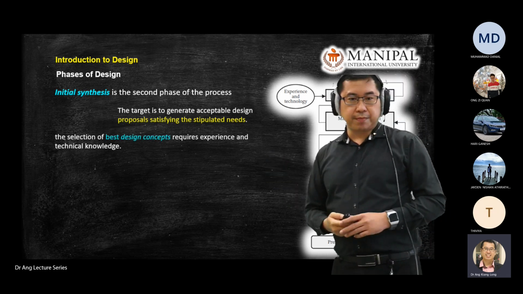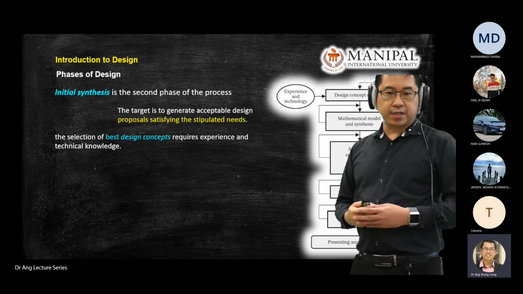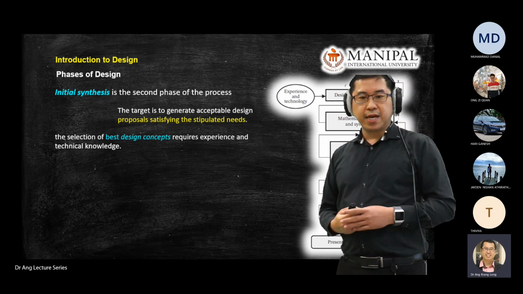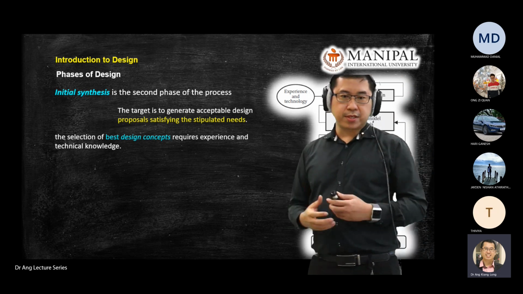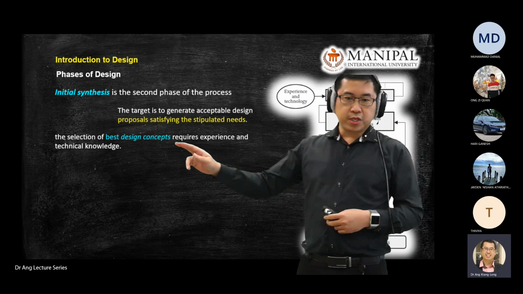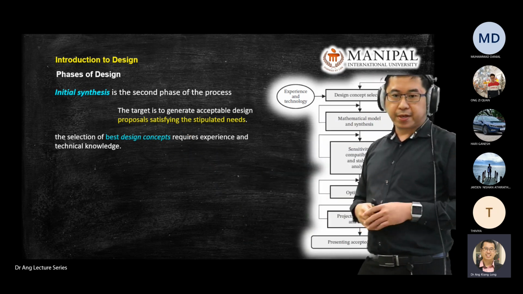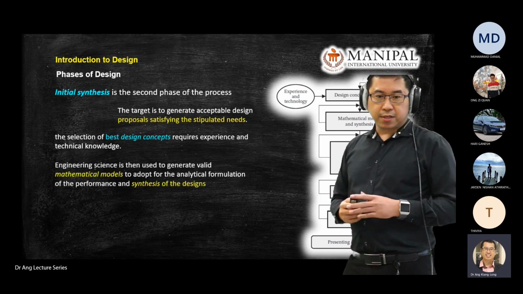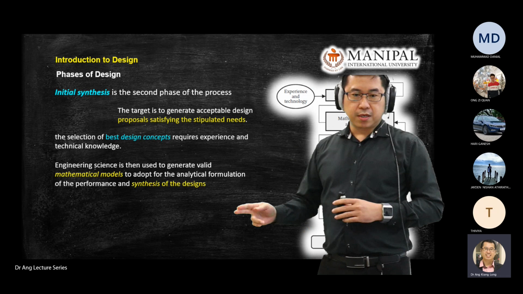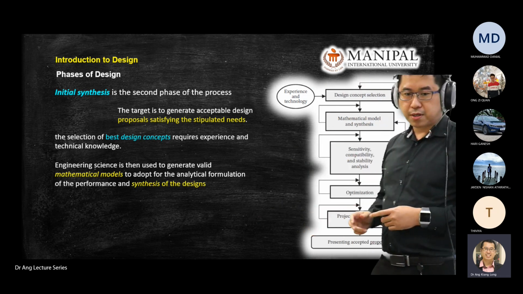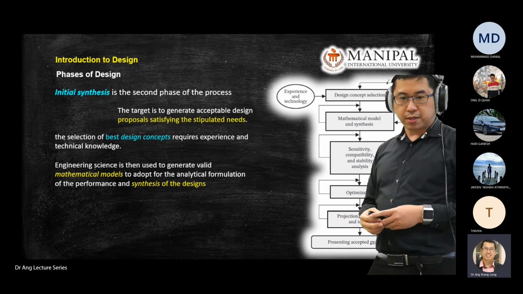So during initial synthesis, it means that you are improving your design. You keep improving the design, and the output of the synthesis process will be you choosing the best design concept from what you have. Okay, so this is the synthesis process. In here, we already mentioned the mathematical model, the simulation, and all this.